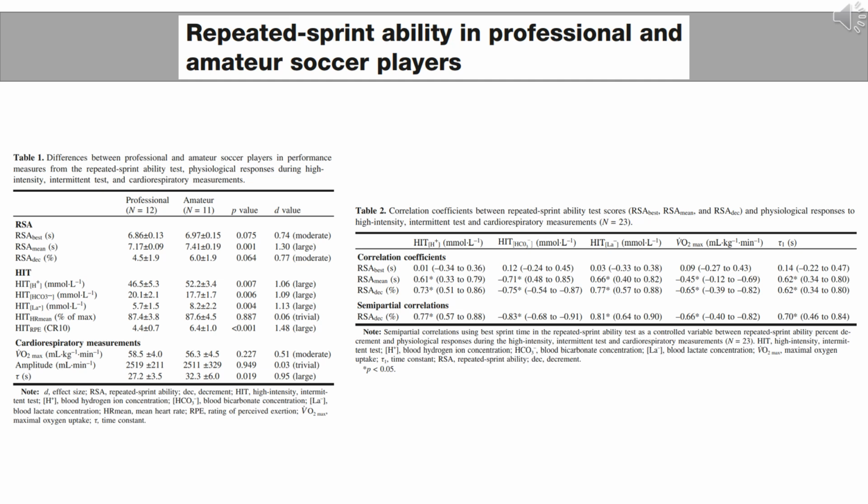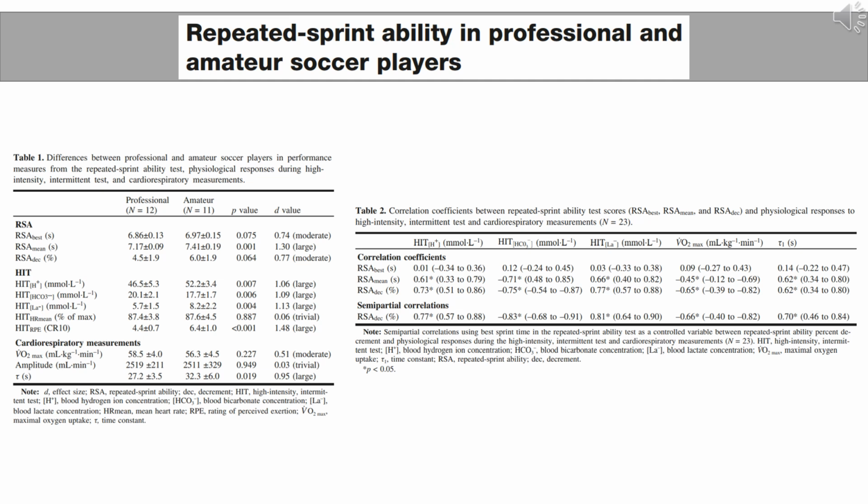And then table 2 here is looking at the association or the correlation between our repeated sprint ability metrics, which is best time, mean time, and percentage decrements, with some of these high intensity training measures that we mentioned in table 1. Okay, so again, just refer back to your key for blood hydrogen ion concentration, blood bicarbonate concentration, blood lactate, VO2 max, and of course our time constant.